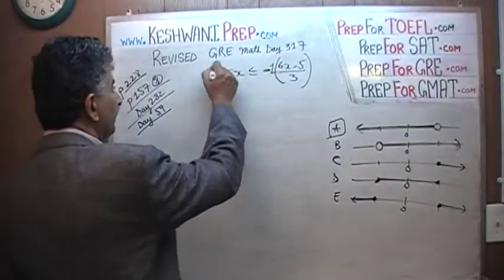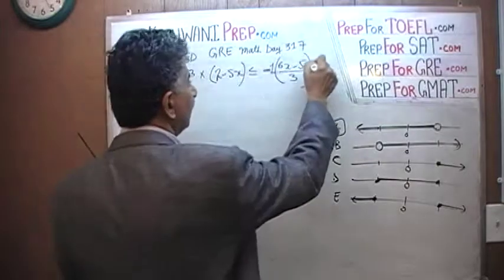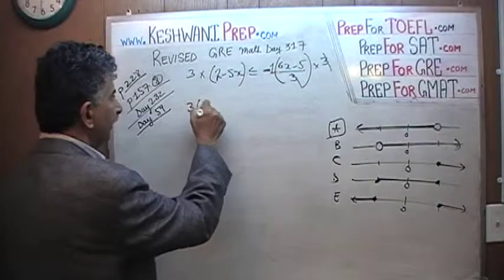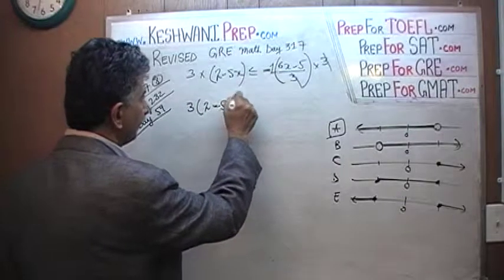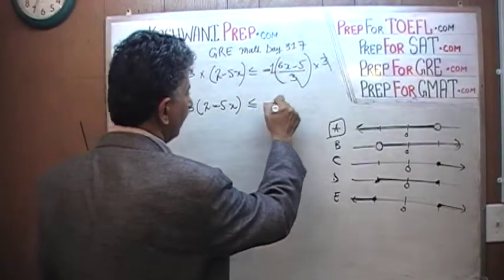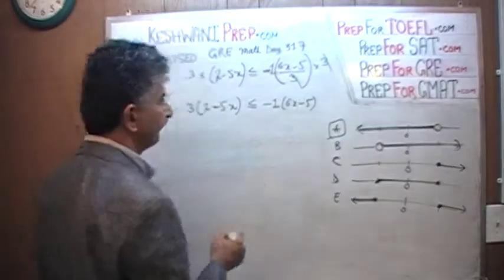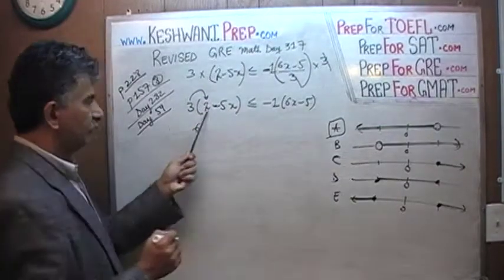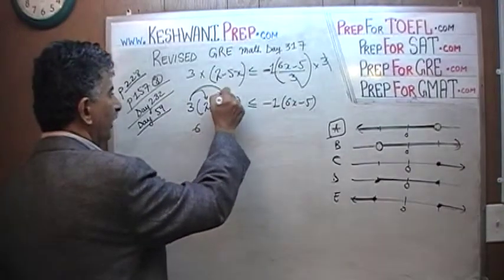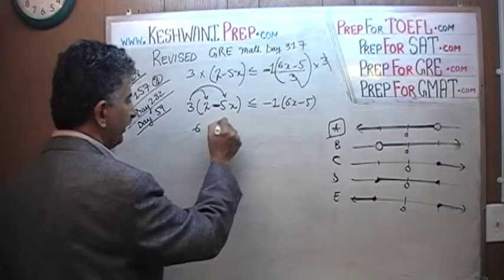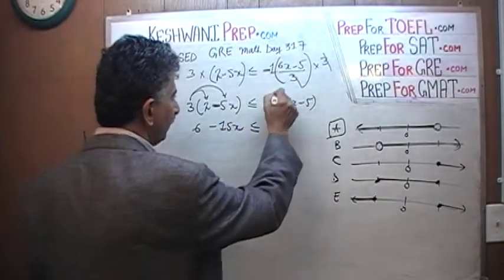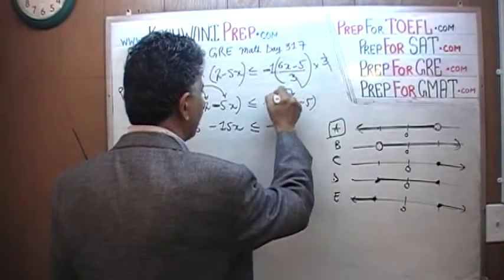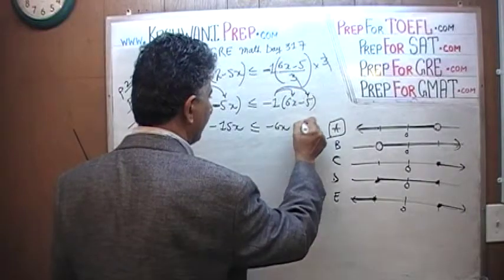Let's multiply both sides of the inequality by 3, and then we can cross out this 3. So now we're left with 3 times (2 minus 5x), which is less than or equal to negative 1 times (6x minus 5). Let's open the parentheses. 3 times 2 is 6. 3 times 5 is 15 with a negative sign in front of it, so it's negative 15x, less than or equal to negative 1 times 6x, which is negative 6x, and negative 1 times negative 5 is positive 5.